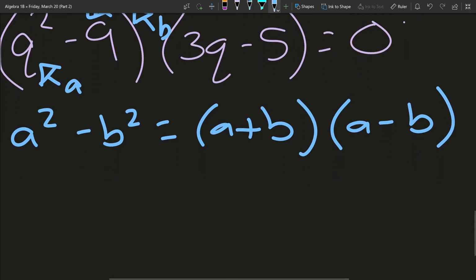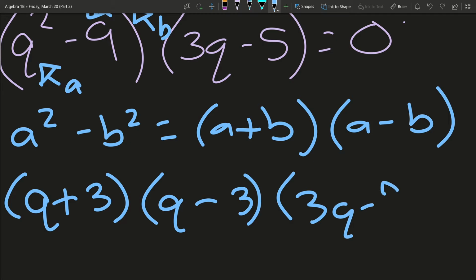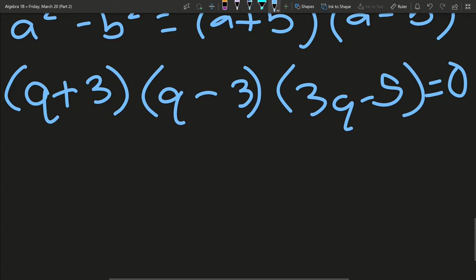So when we rewrite our equation, it will look like this. Our a is q, and our b is 3. So we can write it like this. q plus 3 and q minus 3 times 3q minus 5 is equal to 0. So now we're going to need to figure out what our zeros are equal to.